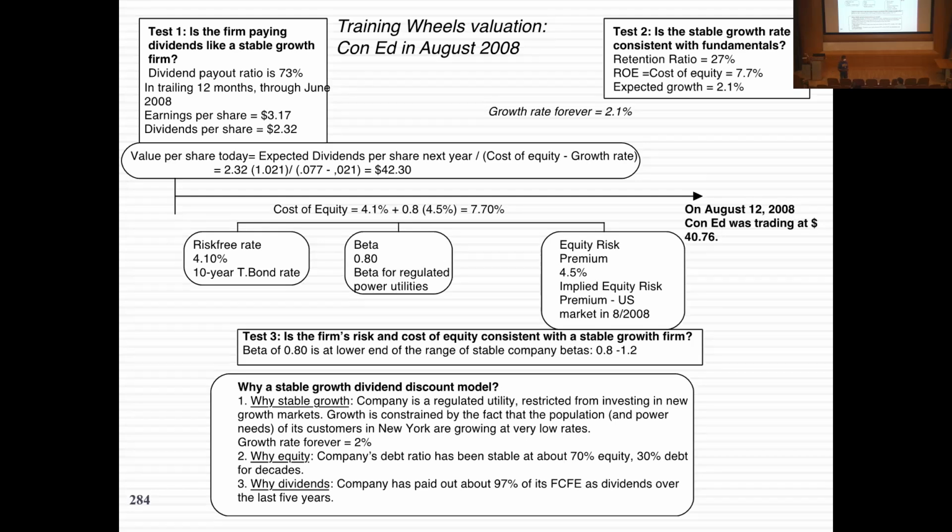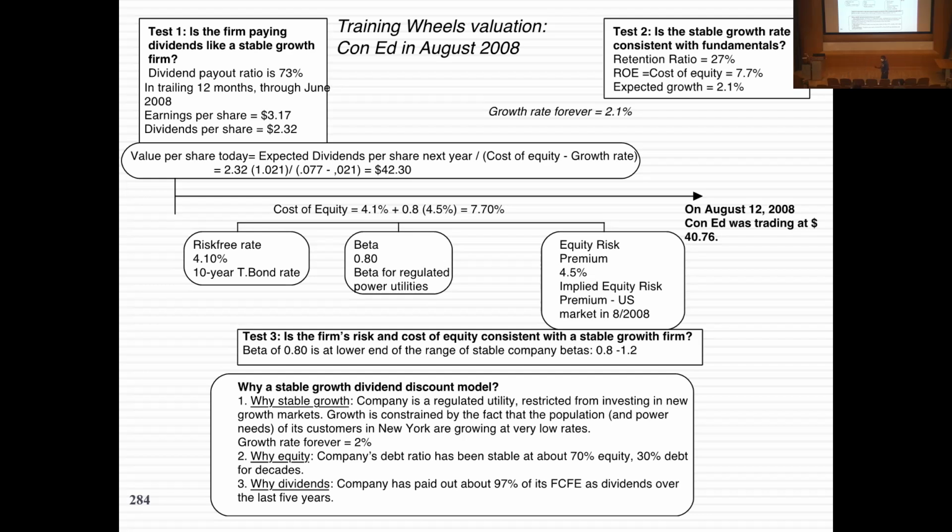So here's what I did. I started by testing out those propositions. I said, is this company a stable company? It's paying out dividends like a mature company. In what sense? It's paying out almost 70, 75% of its earnings as dividends. Growth companies don't do that. So on that test, it looks like a mature company. It's paying out big dividends.